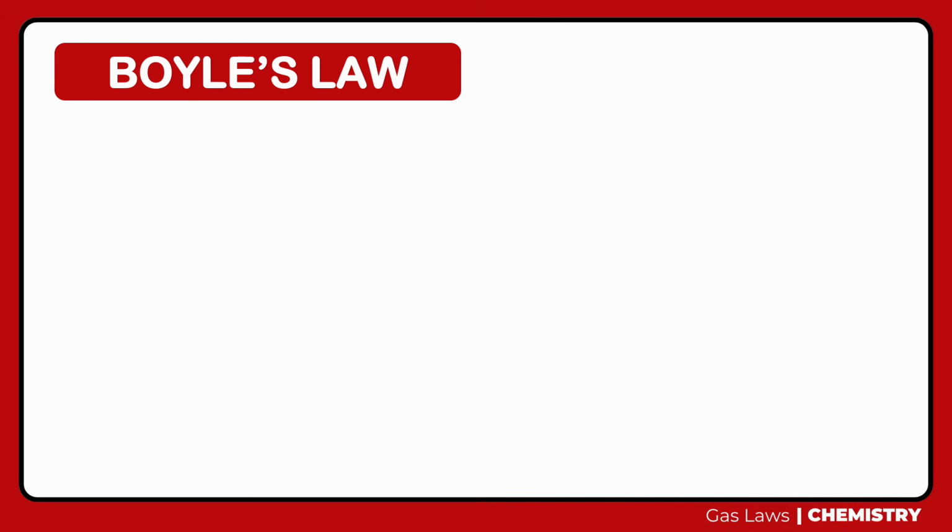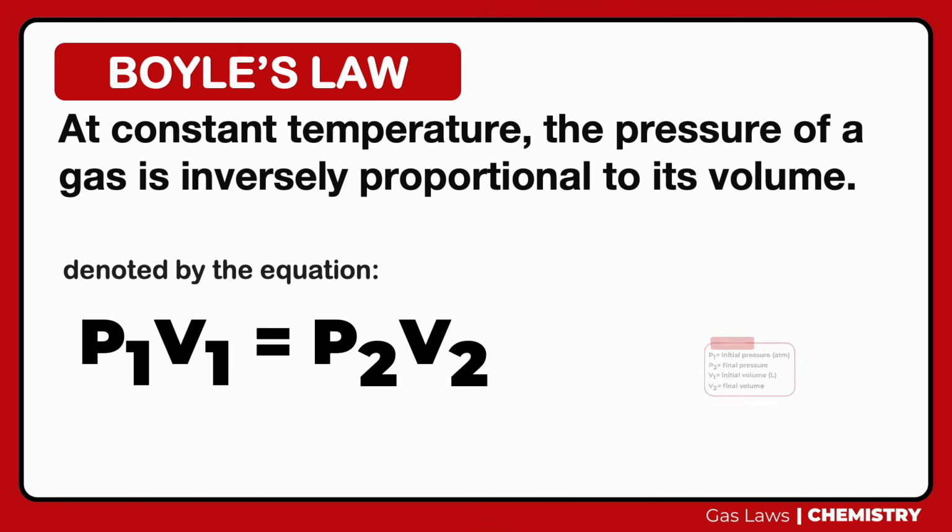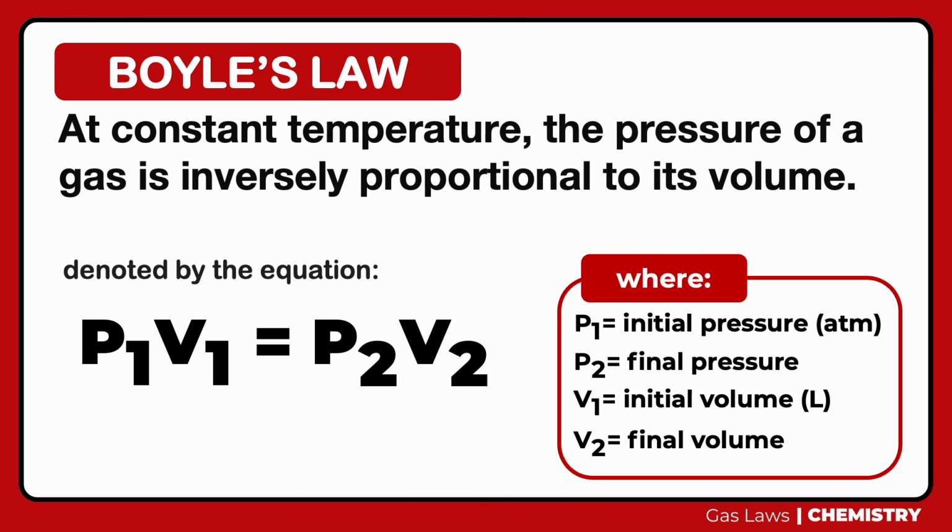Boyle's law states that at constant temperature, the pressure of a gas is inversely proportional to its volume. This means that when the volume increases, the pressure decreases, and when the volume decreases, the pressure increases. It is denoted by the equation P1V1 = P2V2, where P1 and V1 represent the initial pressure and volume, and P2 and V2 represent the final pressure and volume.